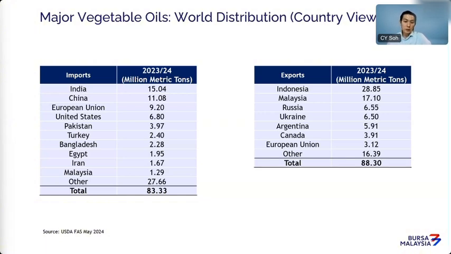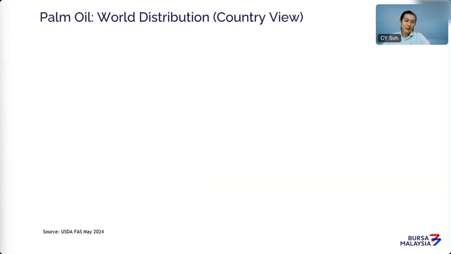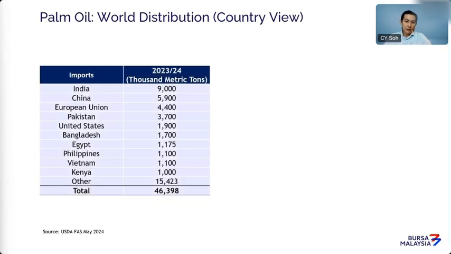So in this slide, all you need to focus on is the top 4 importers as well as the top 4 or 5 exporters. Now let's have a look at the world distribution for palm oil itself. The key palm oil importers we can see here in the table are India, China, European Union, and Pakistan. They import the most because they consume more vegetable oils than they produce in total. And generally, based on the figure here, we can just focus on India and China, these 2 key importers for palm oil.